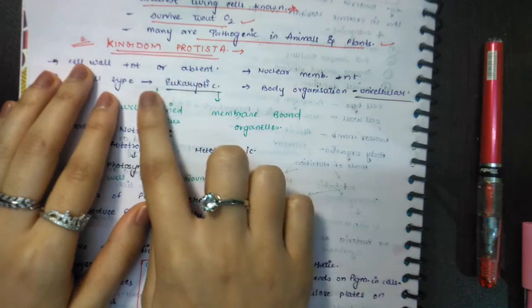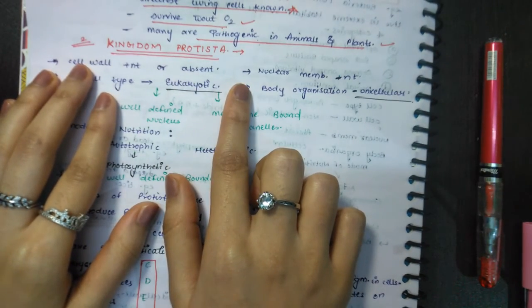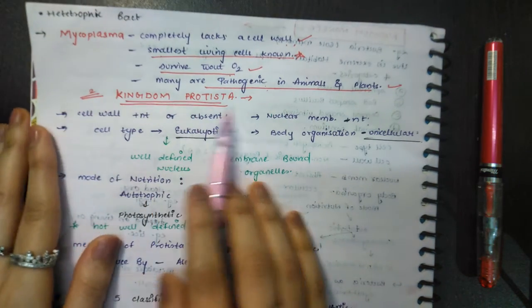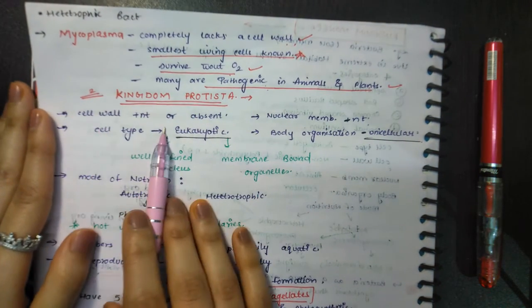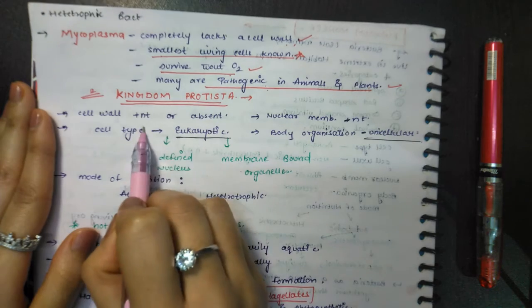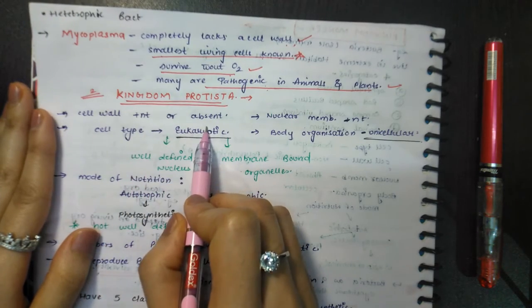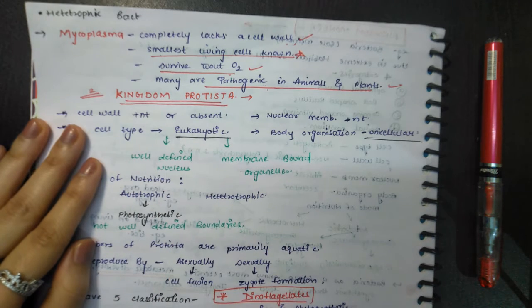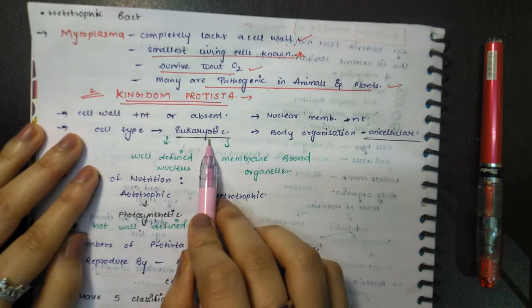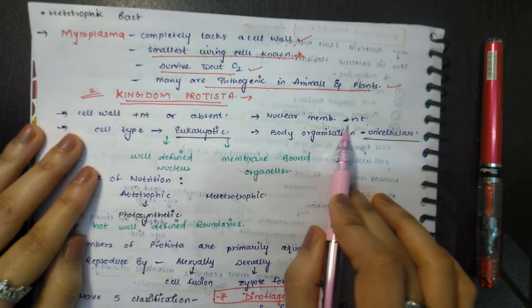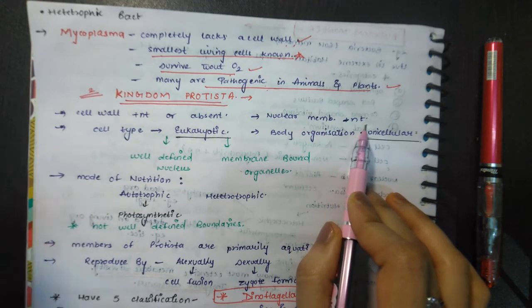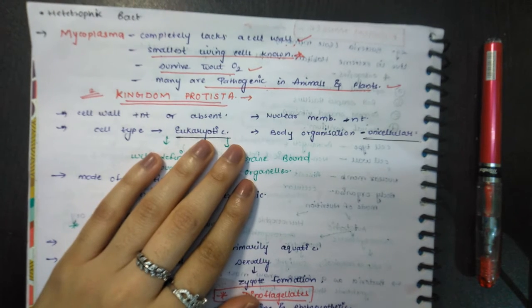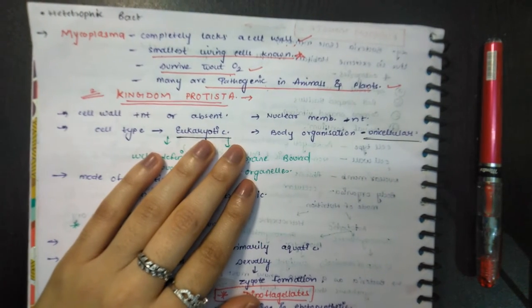Second topic, that is Kingdom Protista. So now let's start. In Kingdom Protista, the cell wall can be present also, it can be absent also. The cell type is eukaryotic, and the nuclear membranes are also present, as we had seen from that table. The body organization is unicellular.